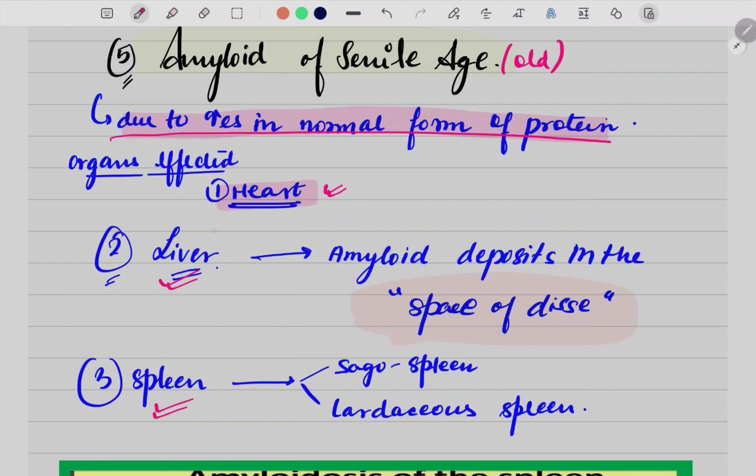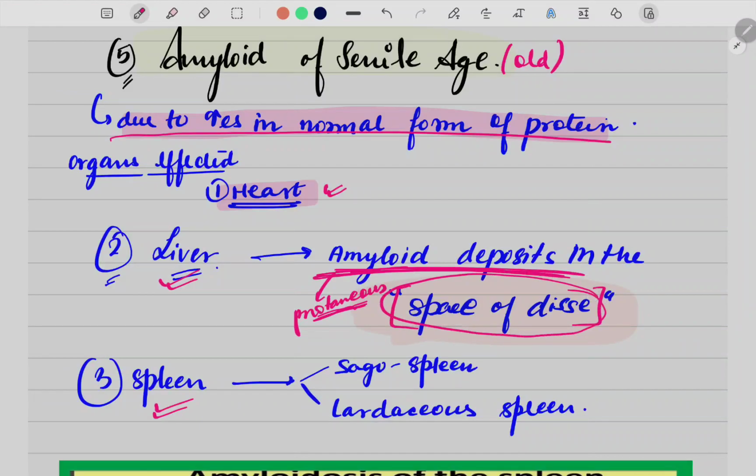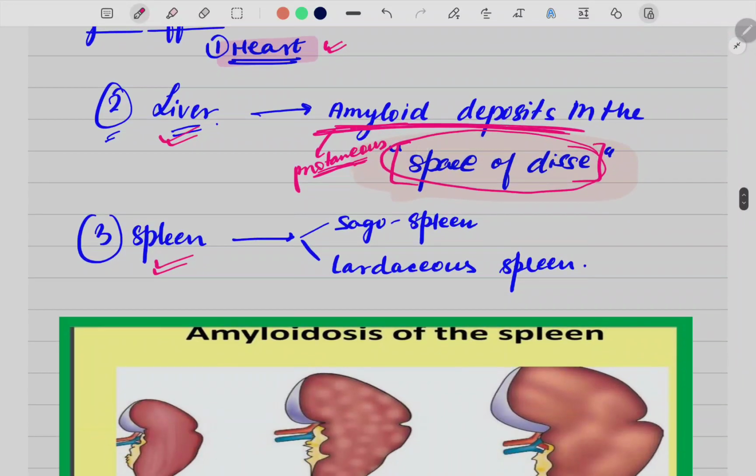When it is affecting the heart, in the heart there is a structure known as space of Disse. So that space of Disse is the place where the amyloids, these proteinaceous substances, are going to get collected. Okay. In the liver, the proteinaceous substance or the amyloids are going to get collected in the space of Disse. And in the spleen, it can lead to formation of two types of spleen, the sago spleen or the lardaceous spleen.